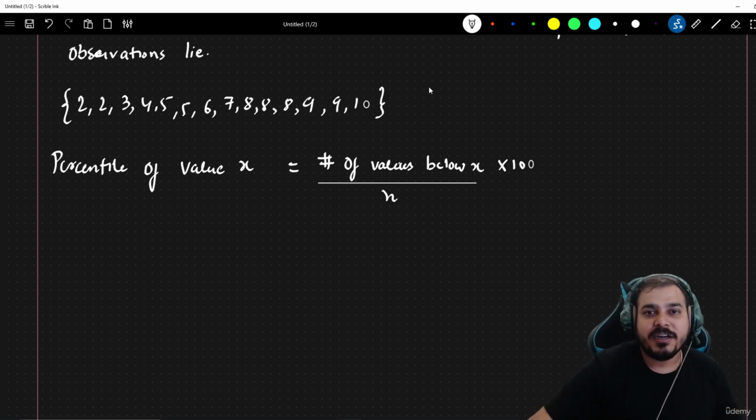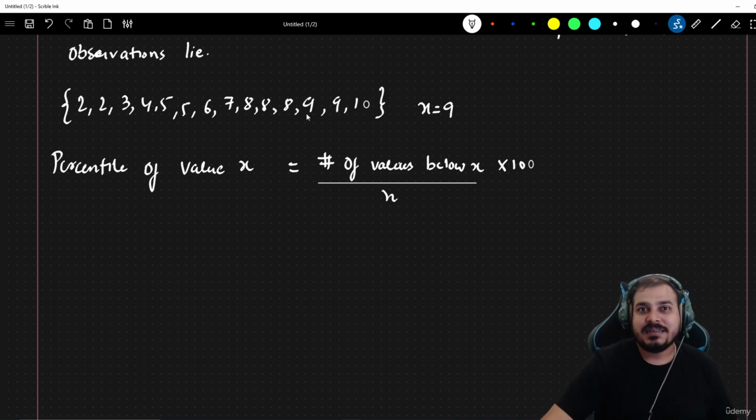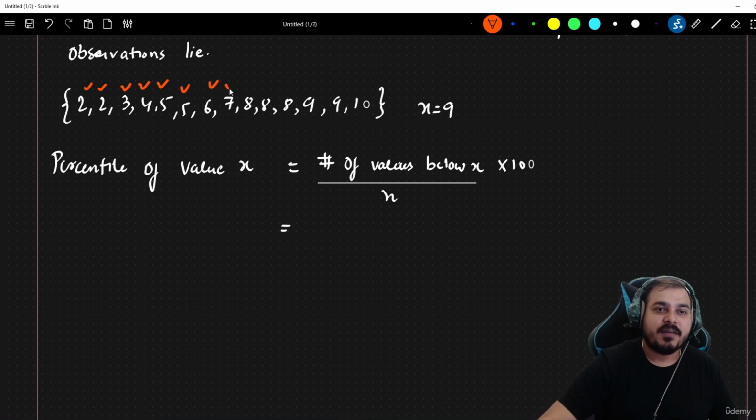Now here I have already taken my x is equal to 9. So I want to basically compute what is the percentile of this 9 value. So what is the number of values that are present below x? So if I go and see, that is 1, 2, 3, 4, 5, 6, 7, 8, 9, 10, 11, right?